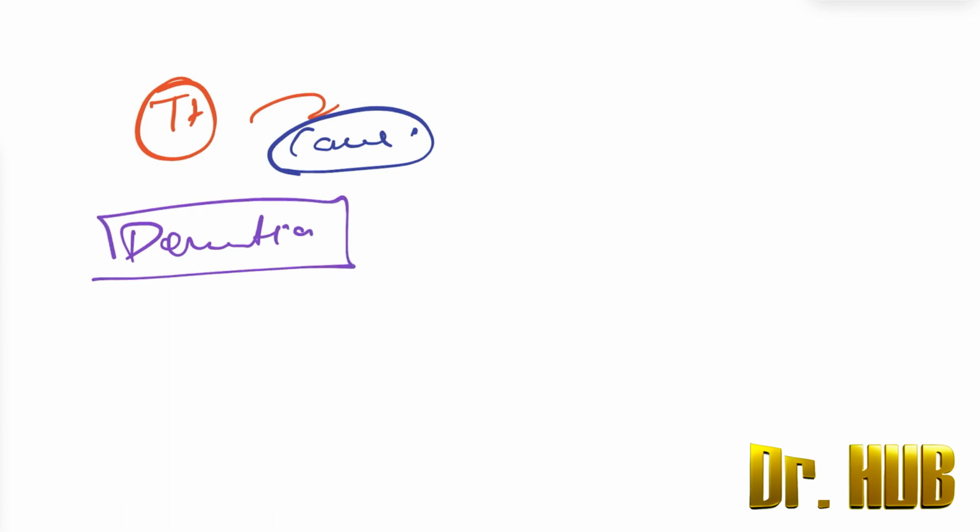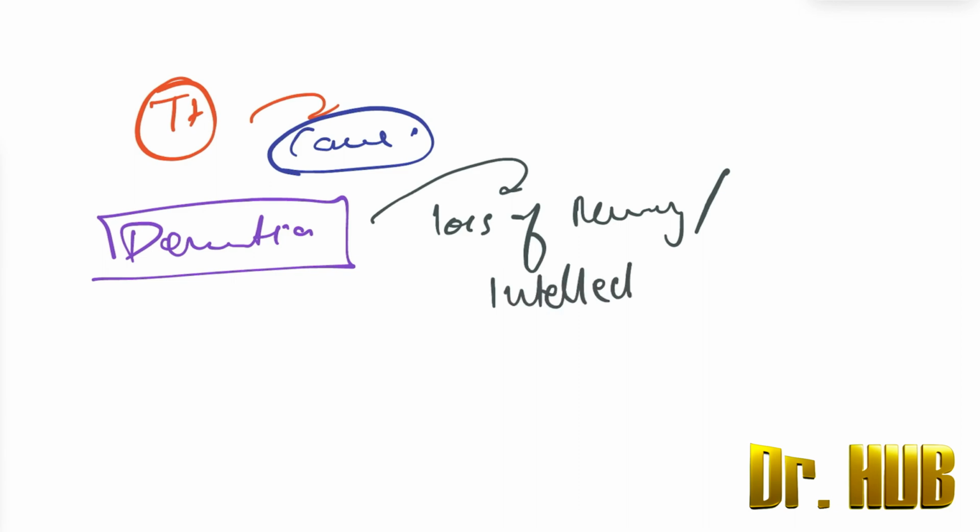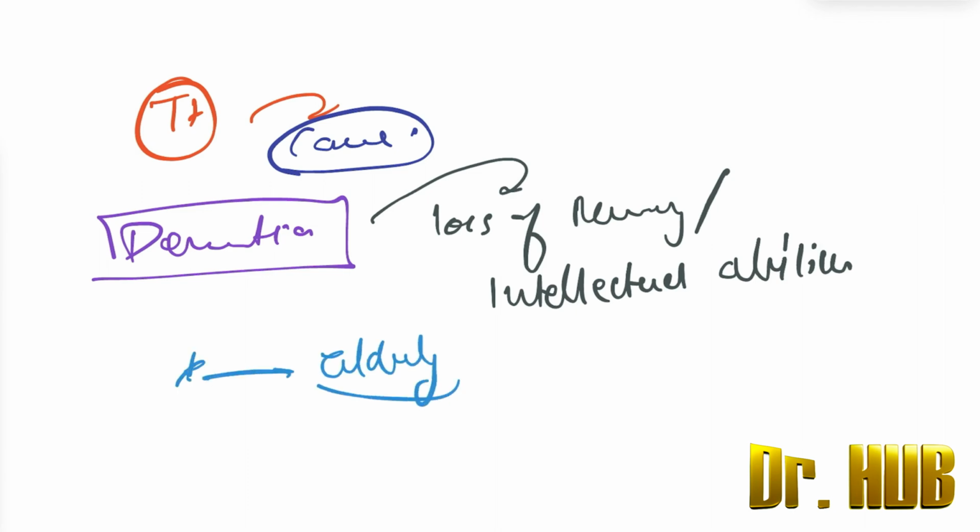So how is it different from dementia? How does dementia present? Dementia presents as a loss of memory and intellectual abilities. Next we'll look at where it is commonly seen. It is commonly seen in the elderly.